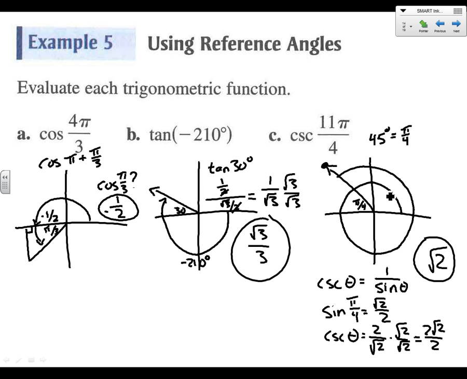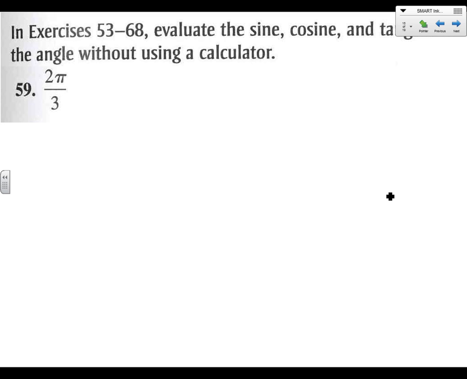All right, now that you've seen it a few times, see if you can do it for yourself on 2 pi over 3. Don't use a calculator. Don't even use the unit circle if you can. Find sine, cosine, and tangent. All right, here we go. 2 pi over 3 is our angle.